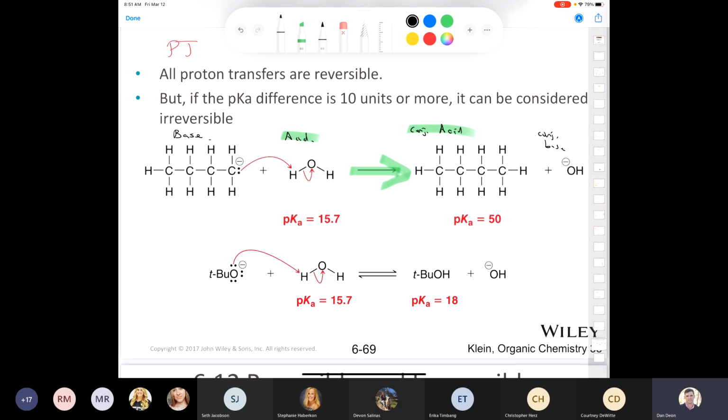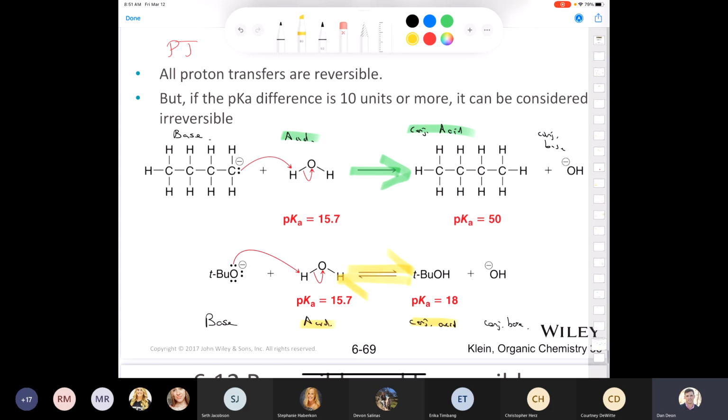If you do the same exercise here, here's your base. Water is behaving as an acid. This is your conjugate acid. This is your conjugate base. These are skills that we learned way back in the acid-base chapter. You evaluate the relative pKa's of the acid and the conjugate acid. It's only 2.3 log units. It's less than 10. Therefore, you draw a reversible arrow, and that's it.